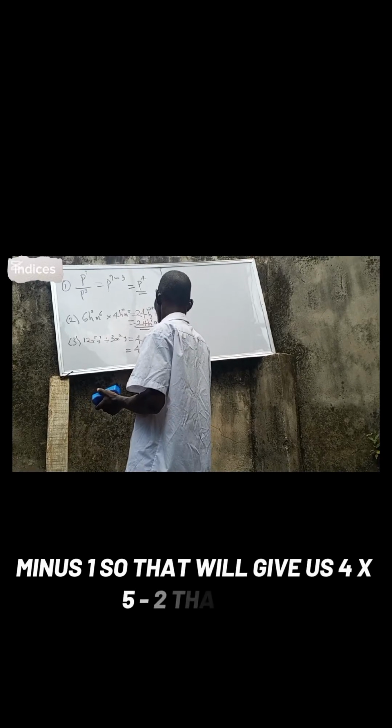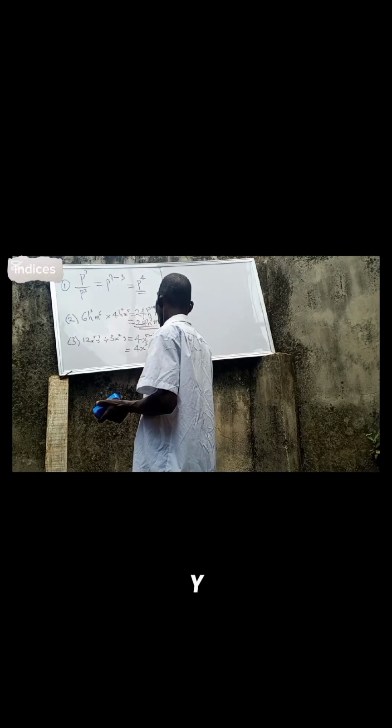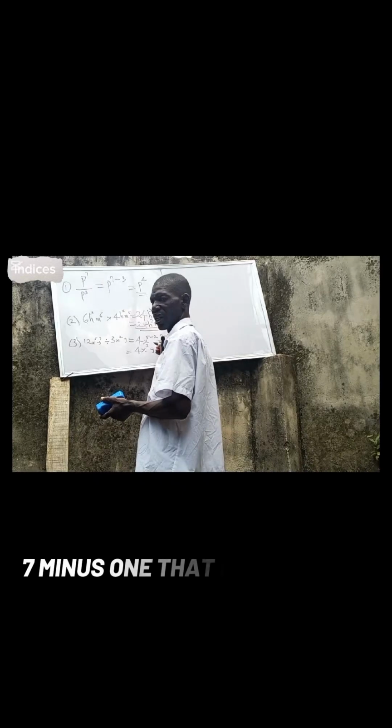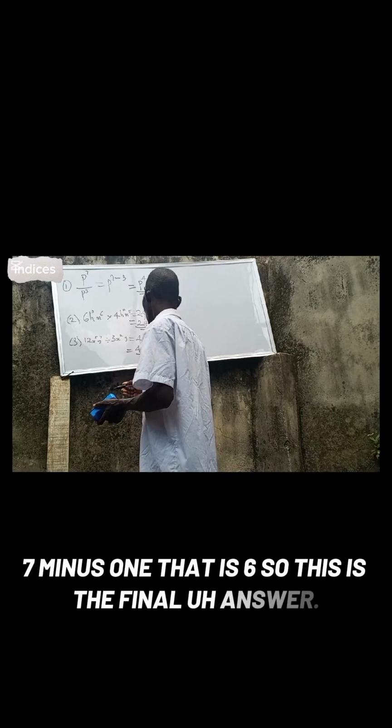So that will give us 4x, 5 minus 2, that is 3. y, 7 minus 1, that is 6. So this is the final answer: 4x^3y^6.